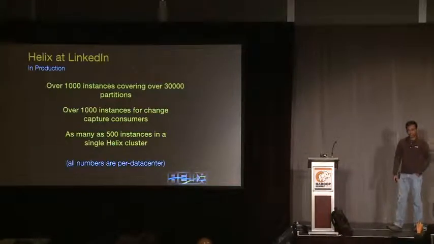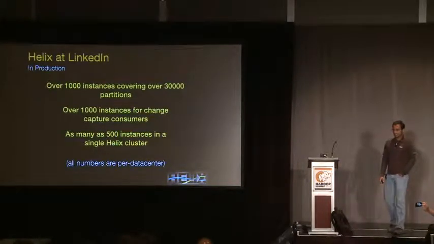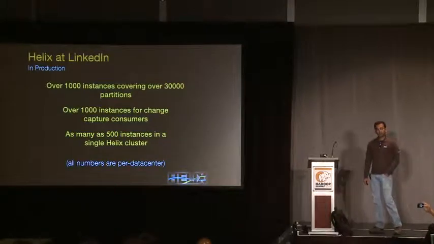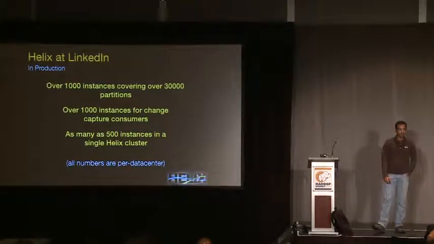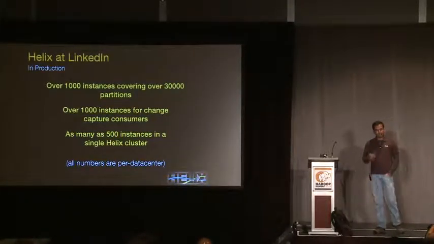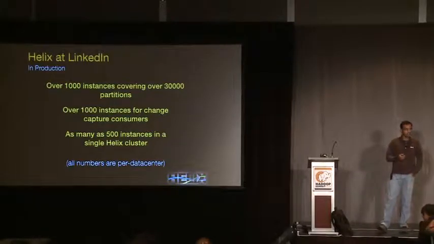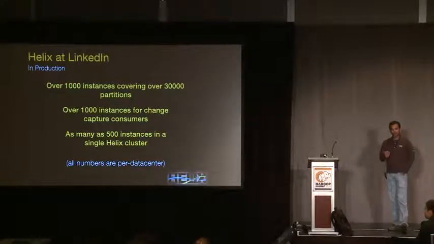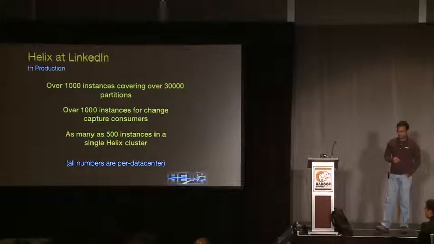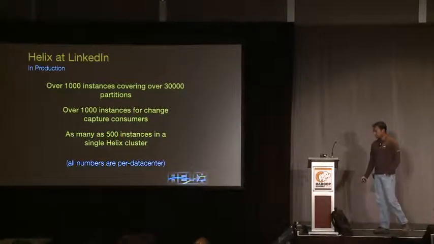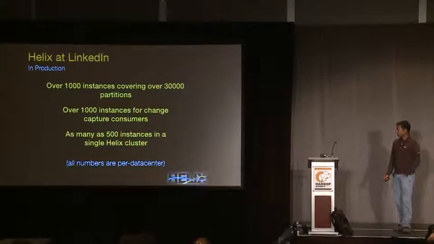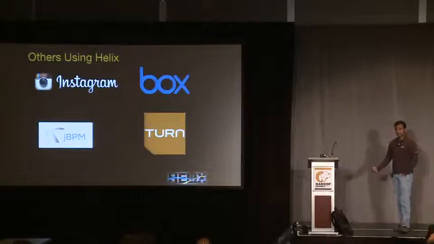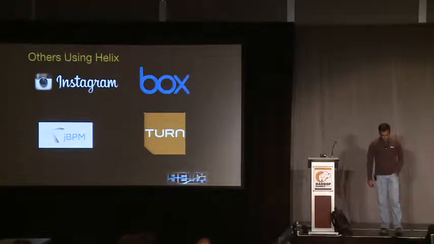So a quick look at the numbers. We even tested it at scale. We have almost more than 1,000 nodes being managed by Helix. And the way Helix is built, it's actually already a multi-tenant service. One service can manage all these components together. And we have a cluster as big as 500 nodes. And all those numbers are per data center.